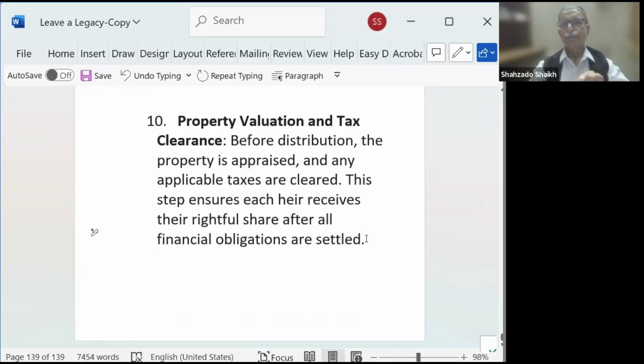All these points, if you take care of them when you are alive yourself, then this will save the survivors from a lot of hassle. And we have seen in many cases that the survivors don't get their share because of these procedures. So kindly be careful about your legacy, create a legacy, and complete the formalities.